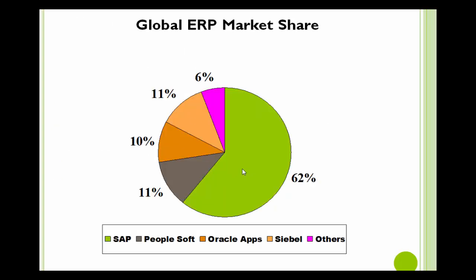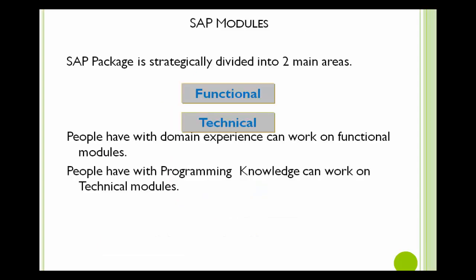SAP ERP is strong and very good at the core PCC R3 level and other latest modules also. Based on that, you can say about 60% of the global ERP market is captured by SAP. The rest, 70 to 30% nowadays, the rest of the market is captured by all other ERP products.